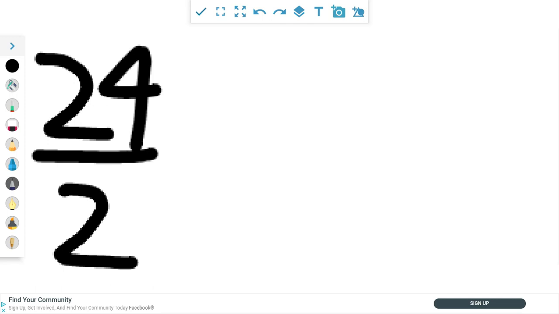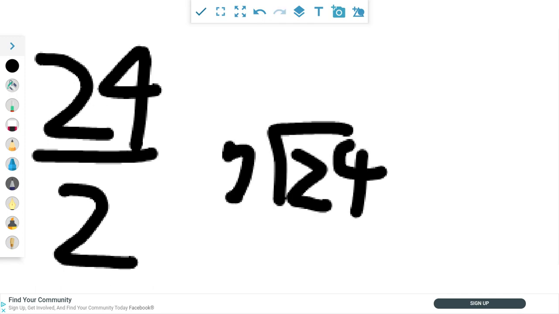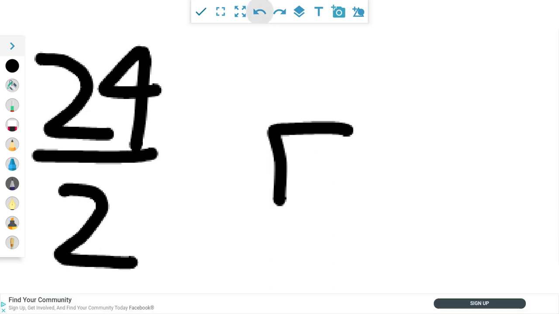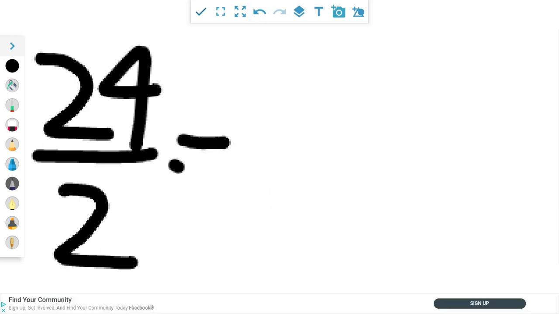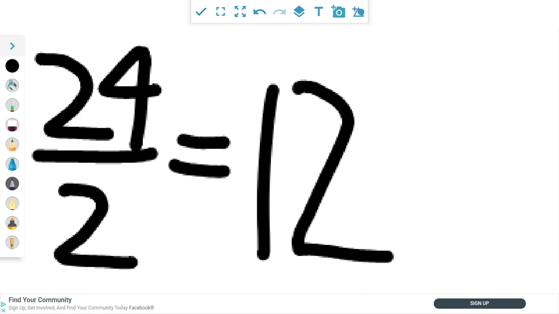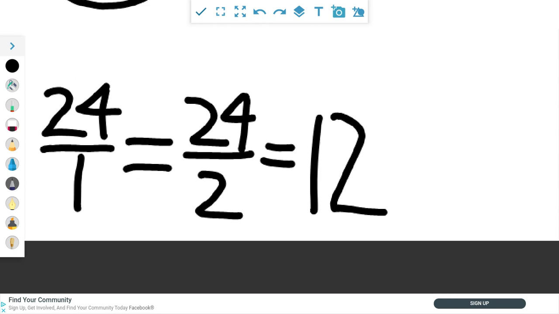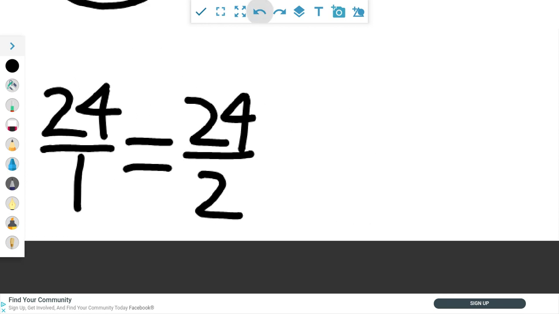So instead of doing what I just did there, or doing this, we could just simply do this. Now, 24 divided by 2, if you look in your multiplication table, you'd get 12, because 12 times 2 is 24. Or 24 divided by 12, which equals 2. Now, what is the other way that you can do this, as I promised?